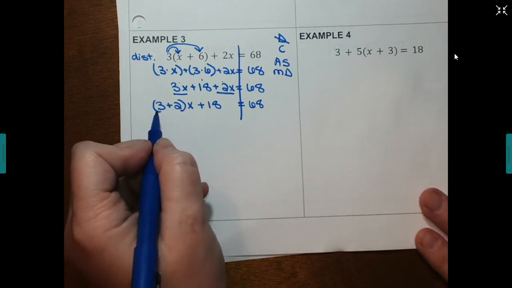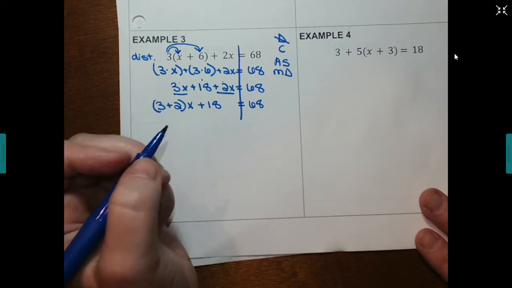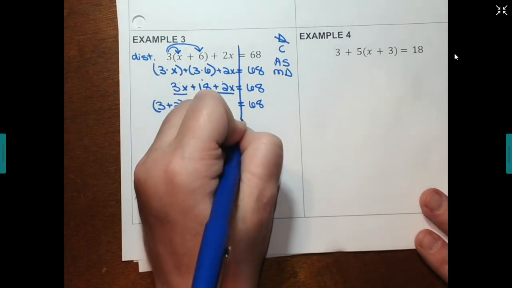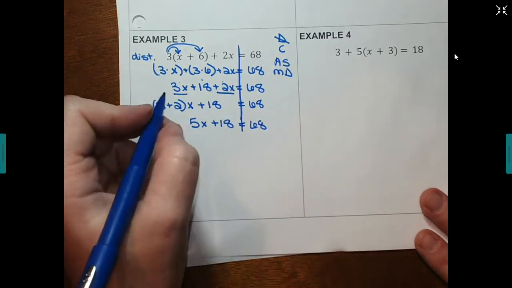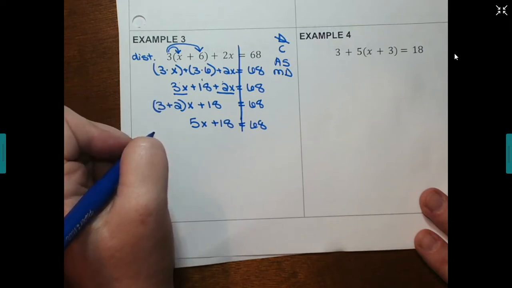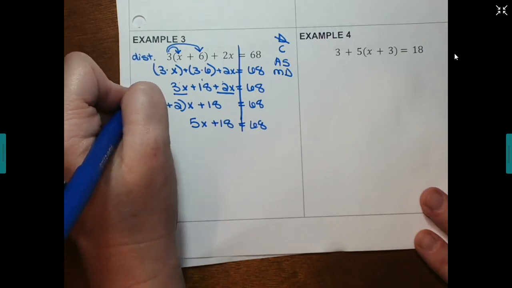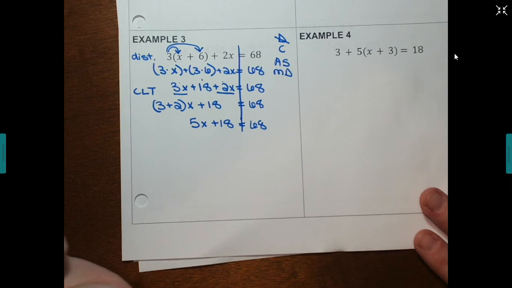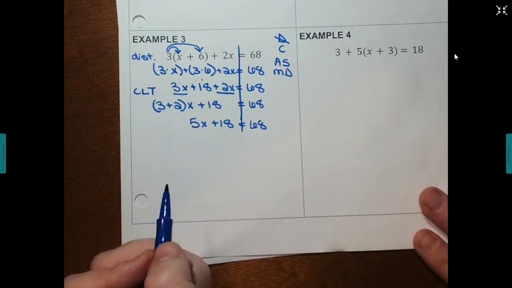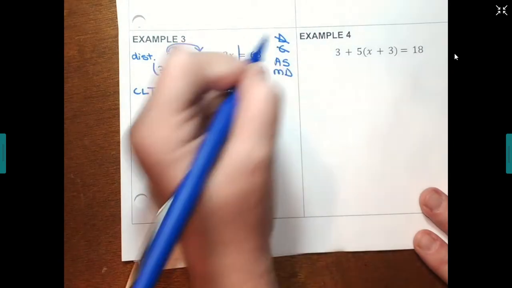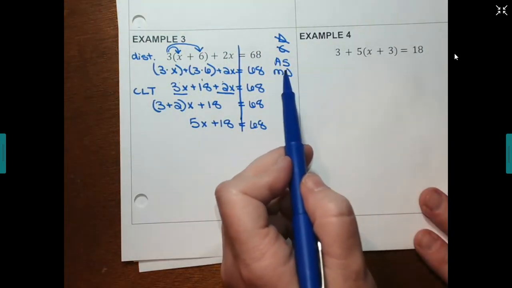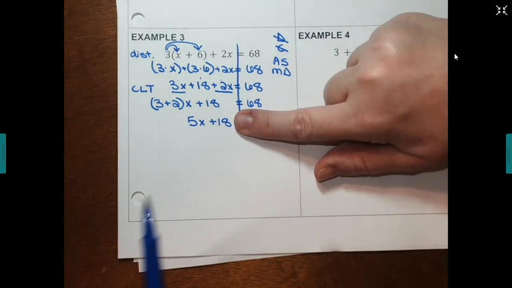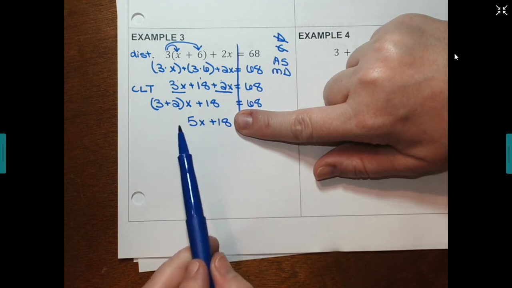Okay. 3 plus 2, Desmos tells us that it's 5x plus 18 equals 68. And that was combining like terms, CLT. So now we've distributed, we've combined like terms. Now we need to see if there's anything we could add or subtract that's going to start to get our variable by itself. So is there anything on this side that could be added or subtracted?